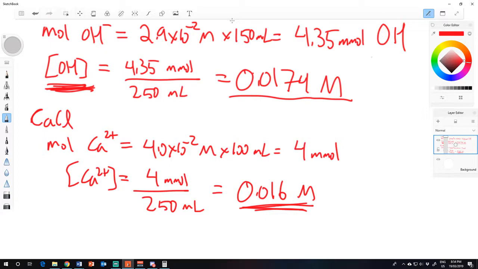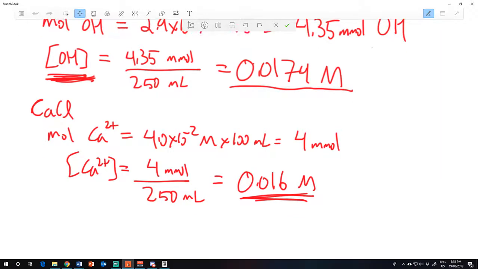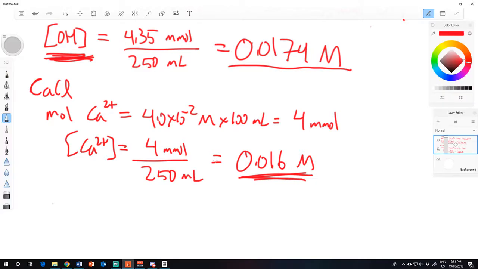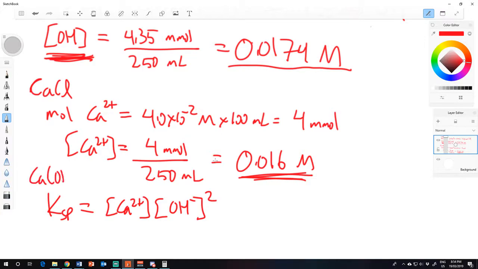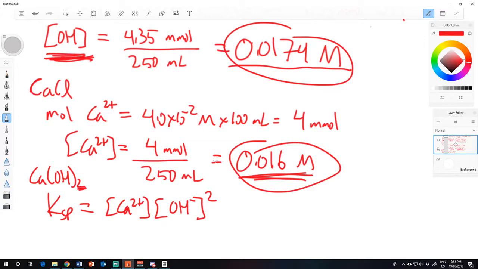And then I think the question's asking, yeah, what's the KSP? Oh, hey, we can use this to calculate the KSP of calcium hydroxide, despite it not being in your textbook. Cool. The KSP of calcium hydroxide just ends up being the concentration of calcium 2 plus times the concentration of OH minus, but squared, because calcium hydroxide has 2 of them. There you go. And then we have the concentrations, a simple math fact of multiplying those two together.